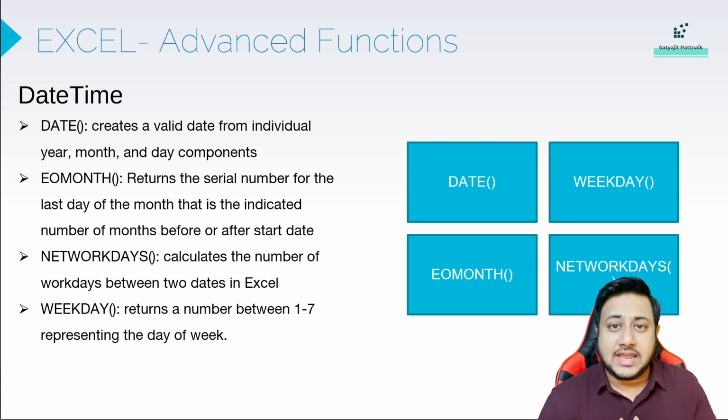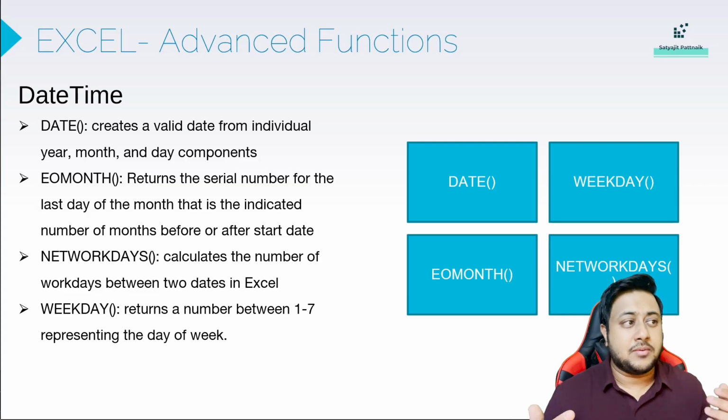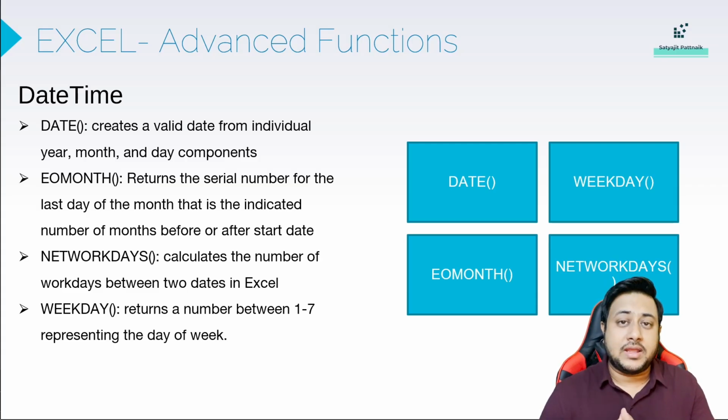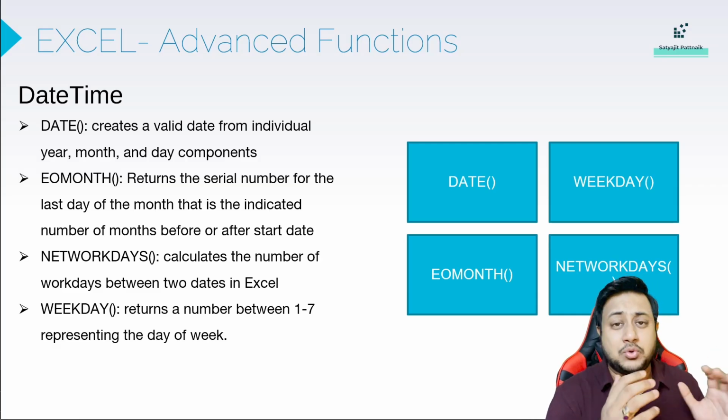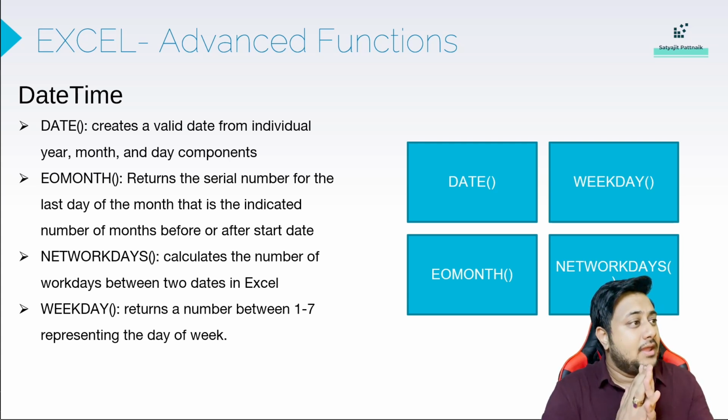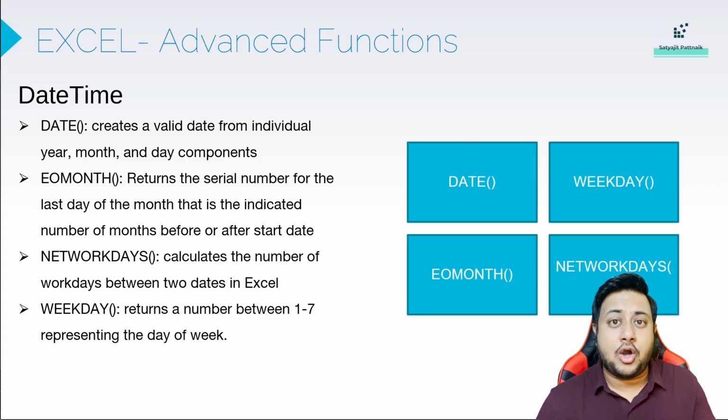So the first one is date, which as simply creates a valid date from individual year, month, and day components. Before talking about the rest of the date time functions, I just wanted to make clear that whenever you start working on Excel or on Python or on SQL or on any kind of language in this world, the most complicated thing is to deal with date time features or dates. It's very difficult for a developer to understand and interpret a date time function. So pay attention. EOMONTH, that means end of month.